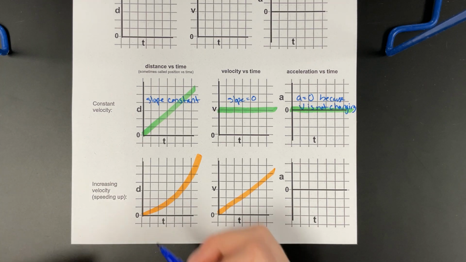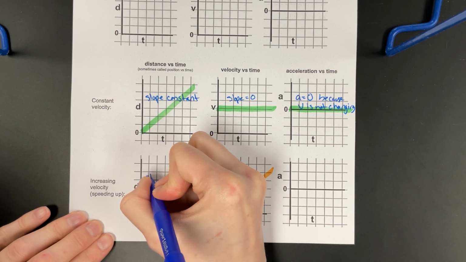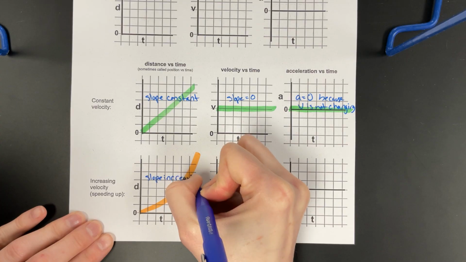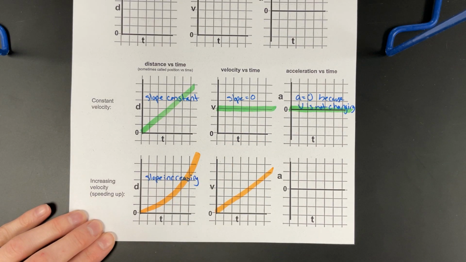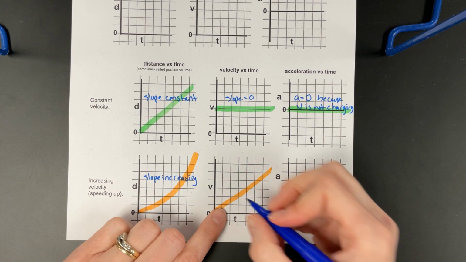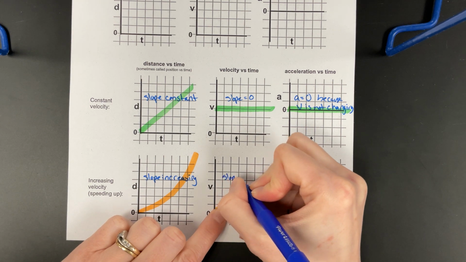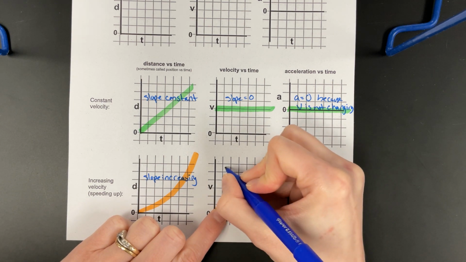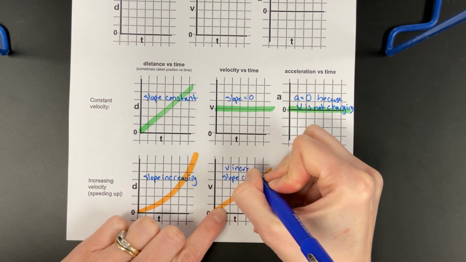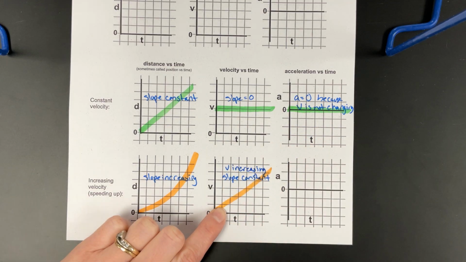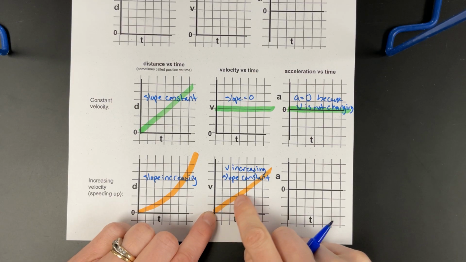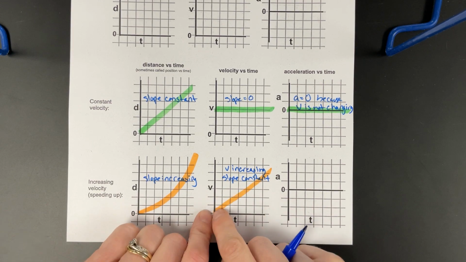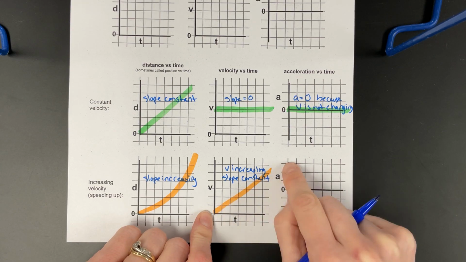So what do we see here? We see that the slope is increasing. It's getting steeper. Here we see the slope is constant even though the velocity is increasing. The velocity is increasing. We went from 0 to 1 to 2 to 3 to 4. But the line is straight, the slope is constant.